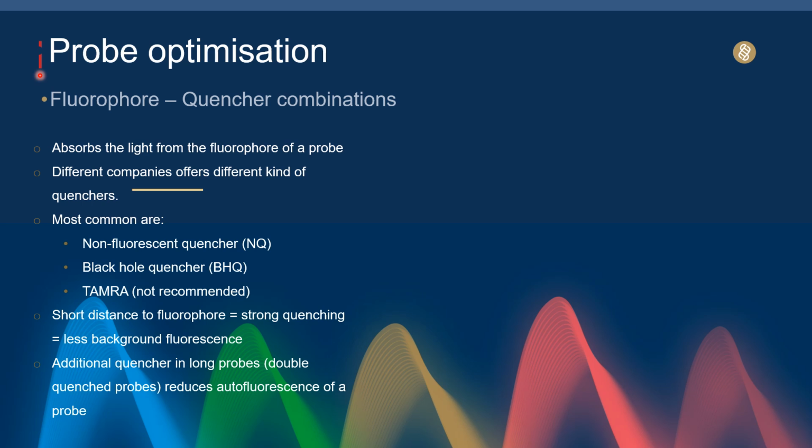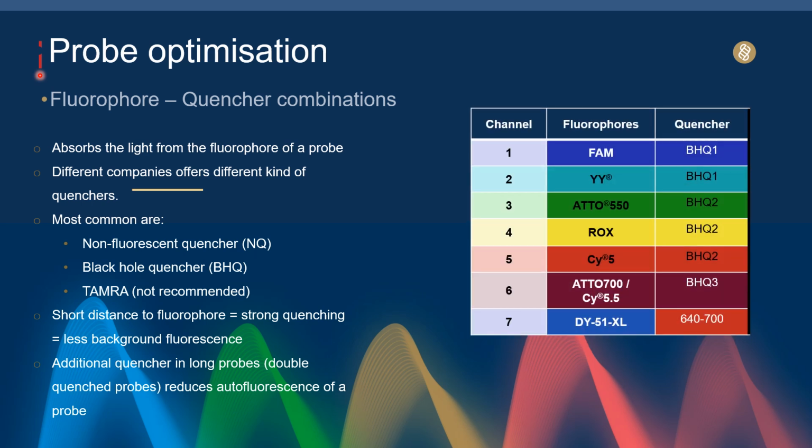When looking at the process of designing and optimizing probes, it is very important to make sure that you use the correct probe and the correct quencher, and also that your fluorophores do not overlap one another. The most common quenchers used during qPCR and digital PCR these days are the non-fluorescent quenchers, the black hole quenchers, but also TAMRA quenchers, which are not recommended.